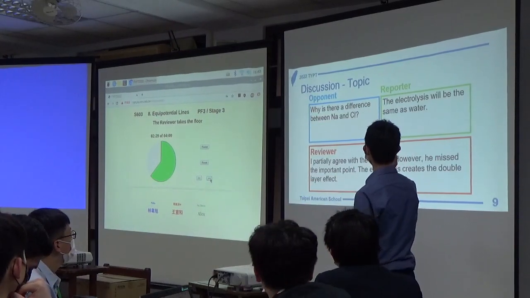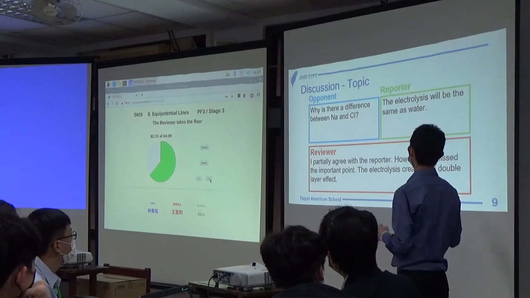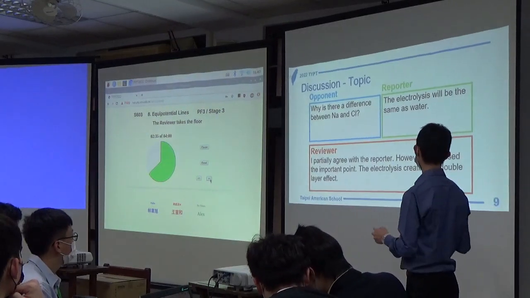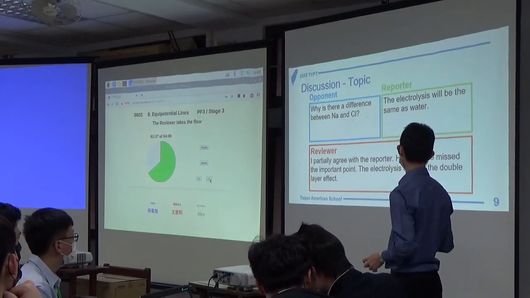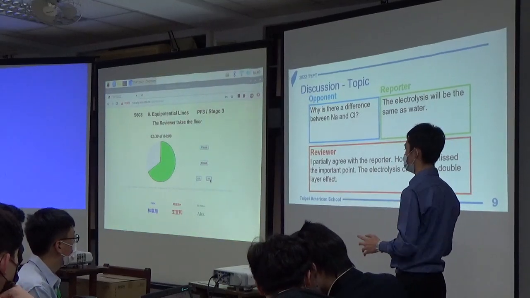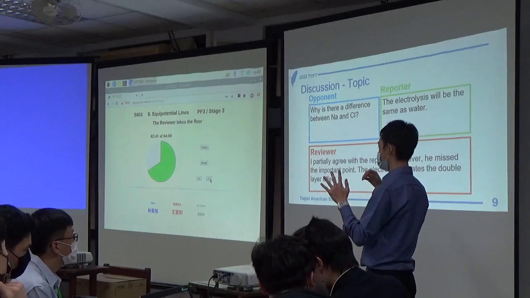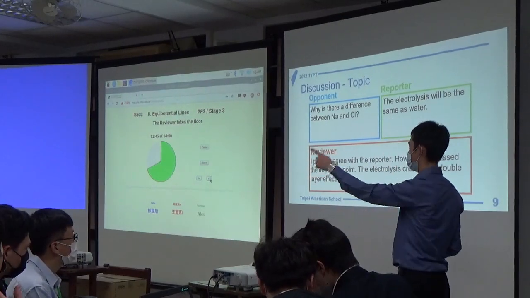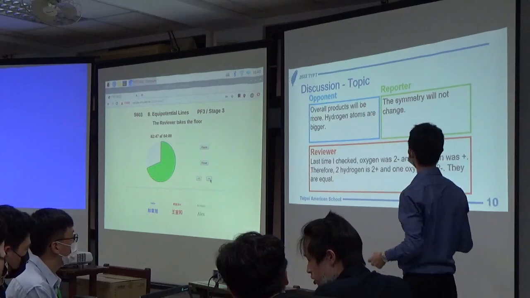So why is there a difference between Na and Cl? The reporter said the electrolysis will be the same as water. I partially agree with the reporter. However, he missed the important point. The electrolysis will create the electric double layer effect because it will create the anions and cations that will move to the respective cathodes and anodes and create the important effect over here.